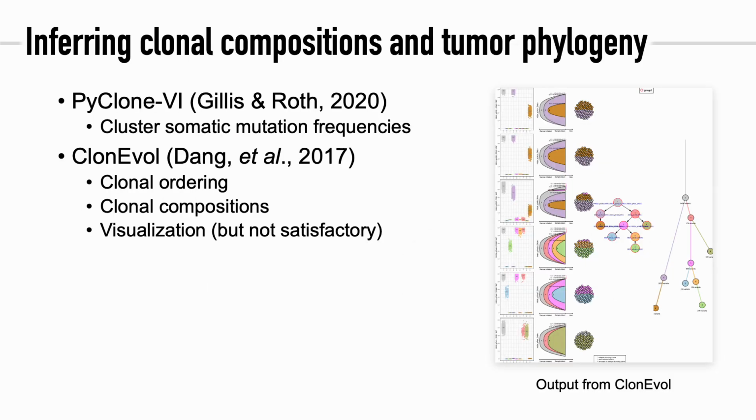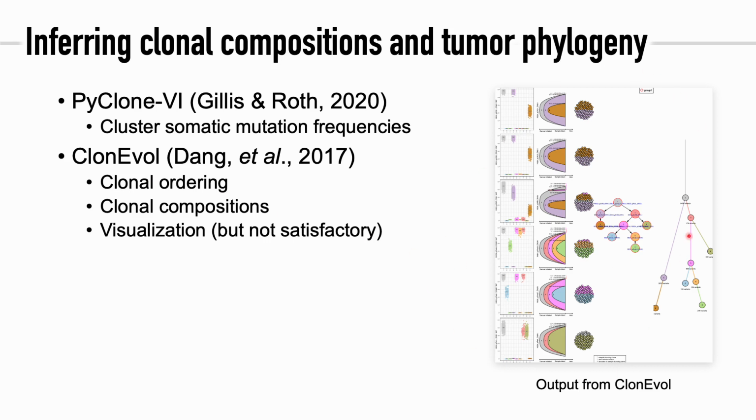We used computational methods to infer subclones and the tumor phylogenies. First, we used PyClone6 to cluster somatic mutation allele frequencies, and once we had the clusters, we used CloneEvol to infer the clonal ordering, in other words, the phylogeny, and compute the final clonal compositions.